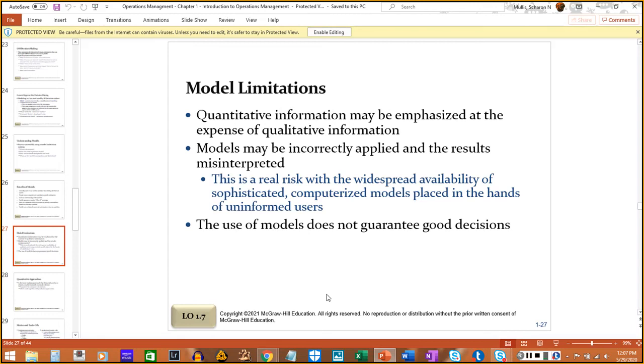So models can be incorrectly applied and the results misrepresented. People using the model may not be trained well enough to understand the model. So they may see some things and say, well, there's problems here.